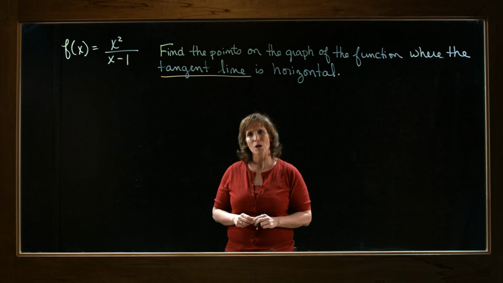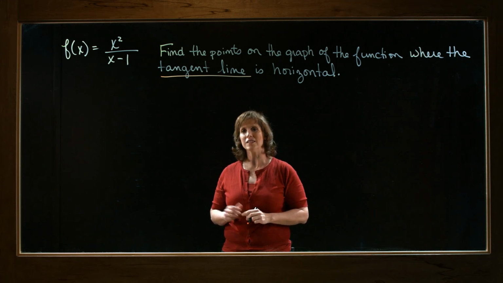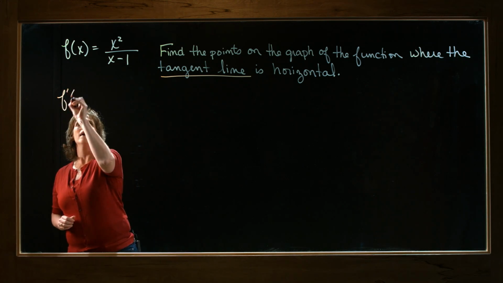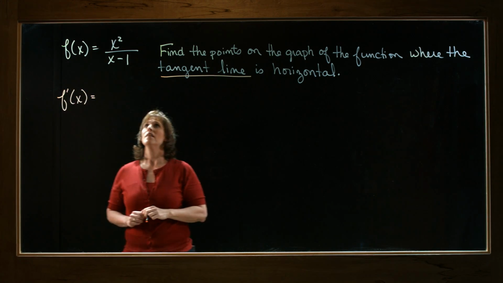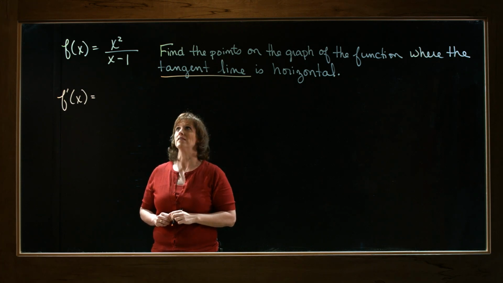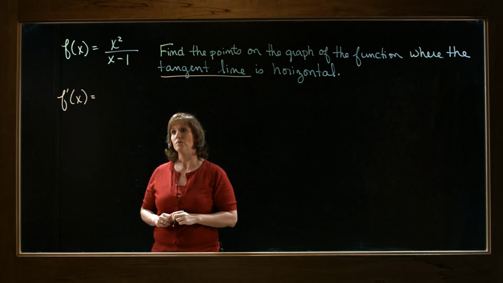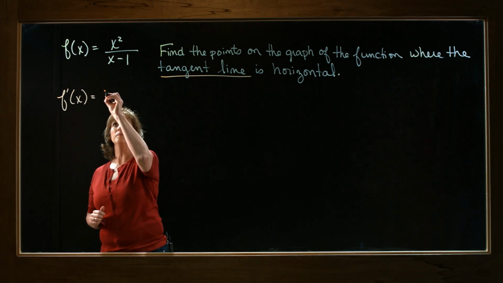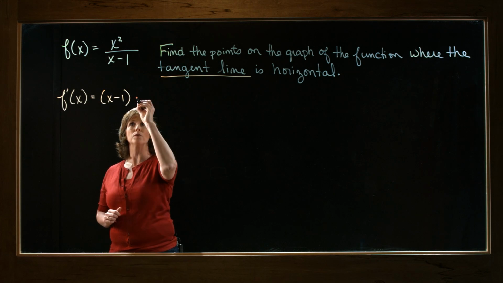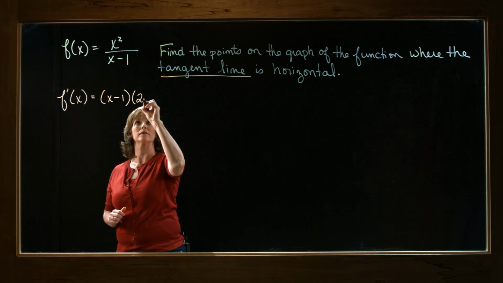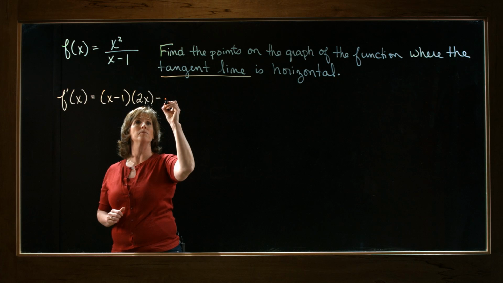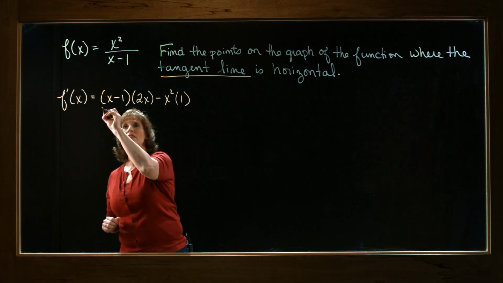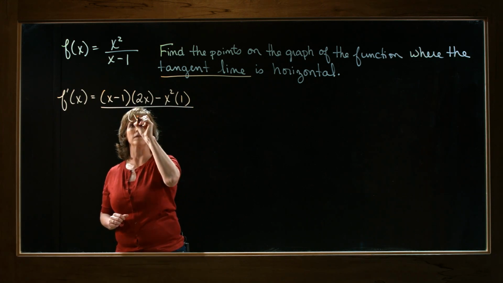We know that we can find the slope of a tangent line by using the derivative. So let's begin by finding the derivative of this function. The main operation for this function is division, and so I'm going to need to use the quotient rule. So again, thinking of the verbal explanation of the quotient rule, we're going to take the bottom times the derivative of the top, which will be 2x, minus the top times the derivative of the bottom, which is just a 1, and divide the whole thing by the bottom squared.